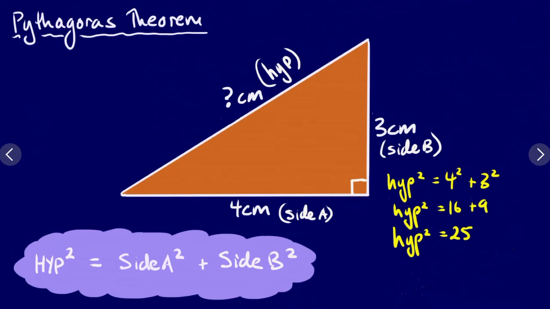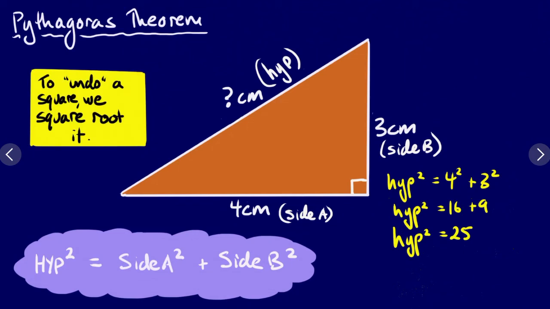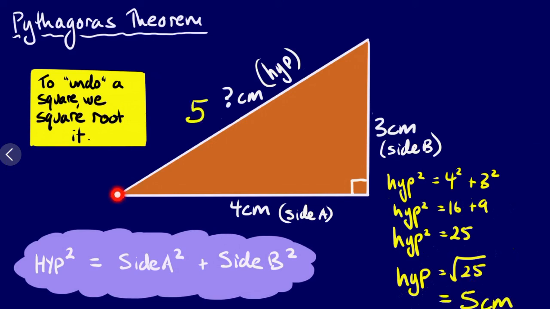Now here's the last important step. To undo a squared number, we square root it, so the opposite. I've got a value for hypotenuse squared, but I want the hypotenuse. So I square root both sides, and this is what I get. My hypotenuse is no longer squared, it's just the hypotenuse, and I've square rooted this number. In my calculator, I can work out that the square root of 25 is 5, so the length of my hypotenuse is 5 centimeters. That's a quick intro to Pythagoras' theorem and how to use it.